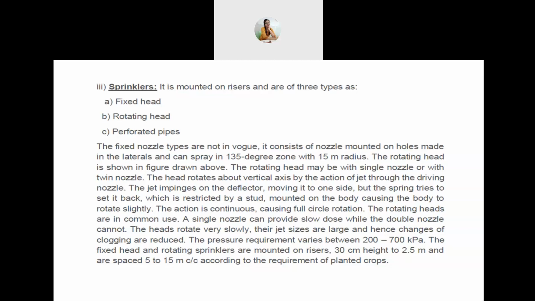The heads rotate very slowly. Their jet sizes are large and hence chances of clogging are reduced. The pressure requirement varies between 200 to 700 kilopascal. The fixed head and rotating sprinklers are mounted on risers 30 cm to 2.5 meters in height and are spaced 5 to 15 meters center to center according to the requirement of the planted crops.